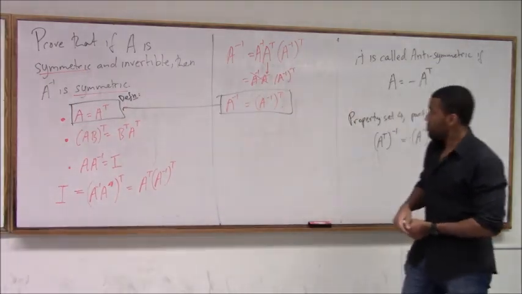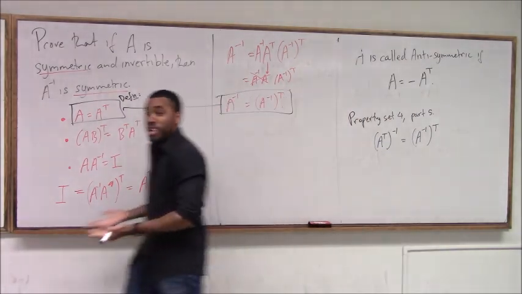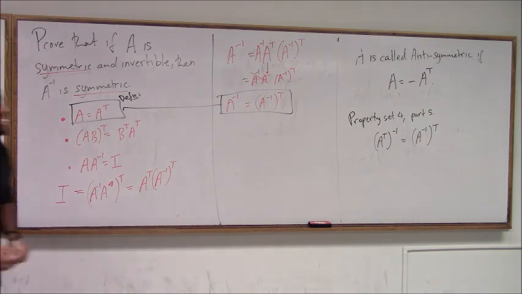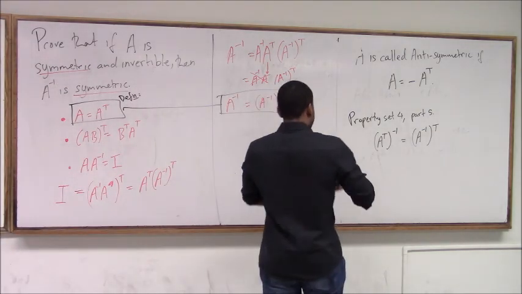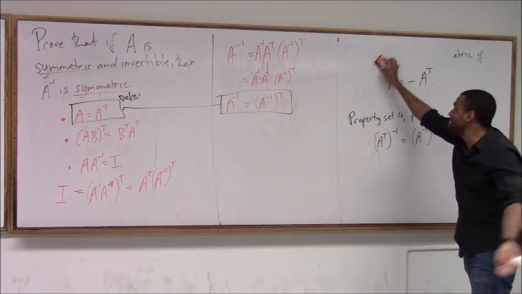Yeah? A transpose is A. Directly, because you know what symmetric means. So you can say that, and then you get your result right away, one step. You see the difference.